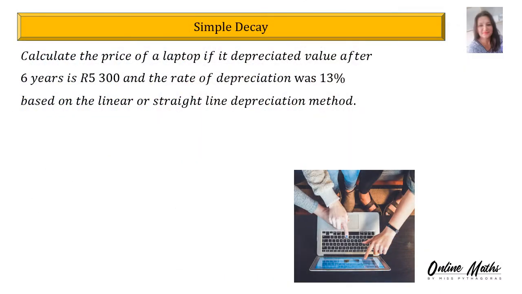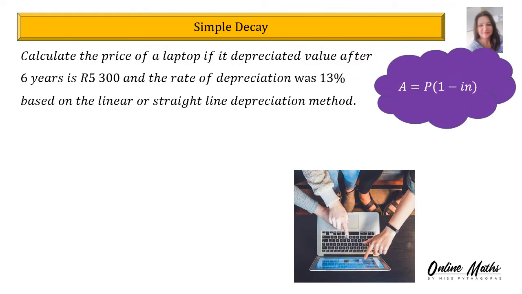Now there's something that we call simple decay or depreciation. And our formula is A is equal to P bracket 1 minus I times N, also on the formula sheet. And usually depreciation you will find in electronic appliances, for example laptops and cell phones and office furniture, etc. Let's start with the sum.